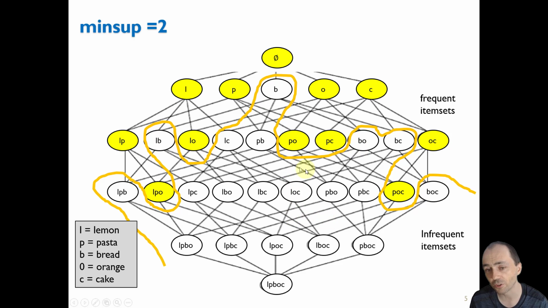So there is a property that is interesting in this problem. If you have an item set like LO, lemon, orange, that is frequent, all the subsets like lemon or orange must also be frequent. So this is a property, okay? And if you have a set like lemon, orange, and cake that is infrequent, we know all the supersets will be infrequent, like lemon, pasta, orange, and cake. So these are some interesting properties about this problem. There are also others, okay? Here I just give you some brief overview.